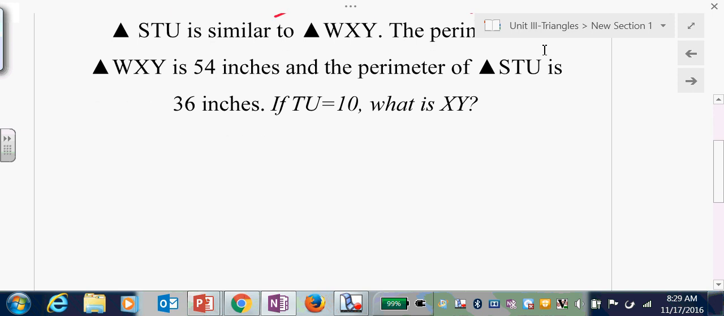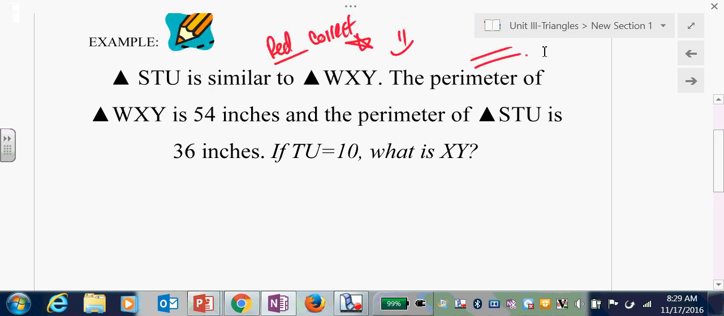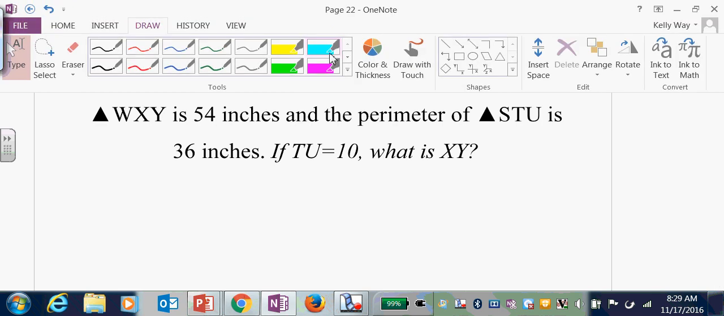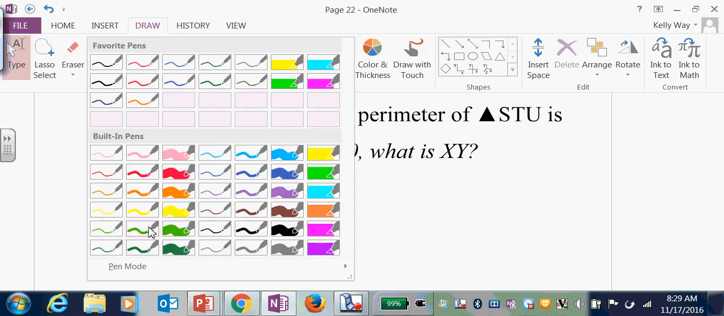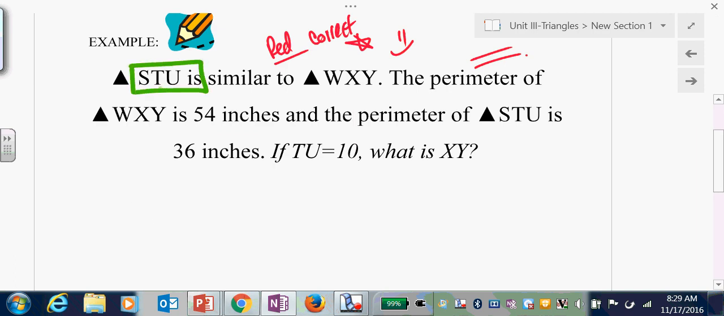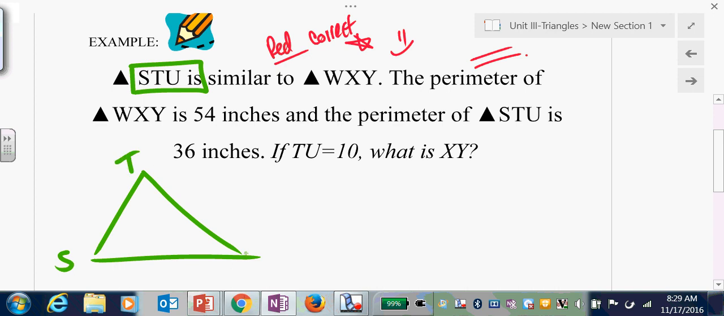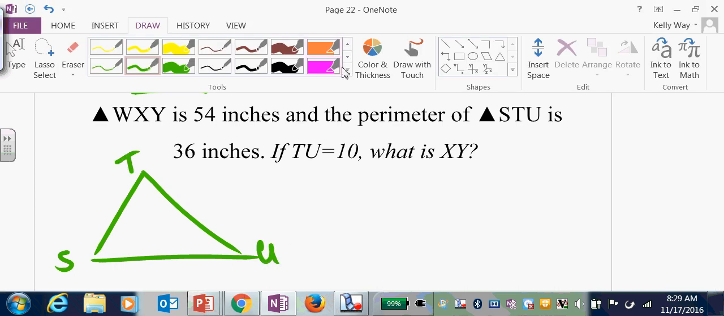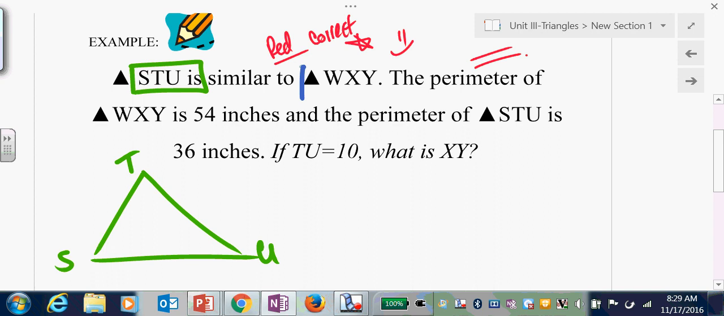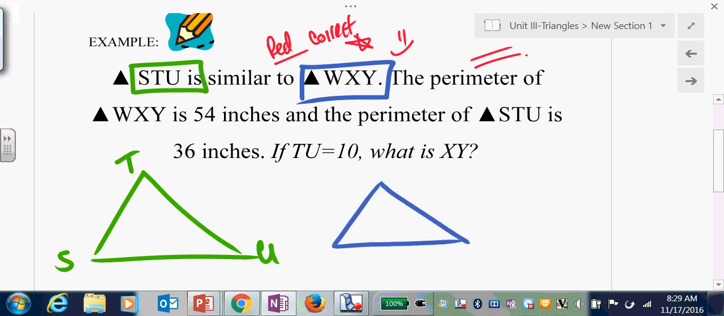All right, so we have here, triangle STU is similar to WXY. So similar means same shape, but different size. Similar means same shape, different size. Is similar to. S goes with W, T goes with X, and U goes with Y.